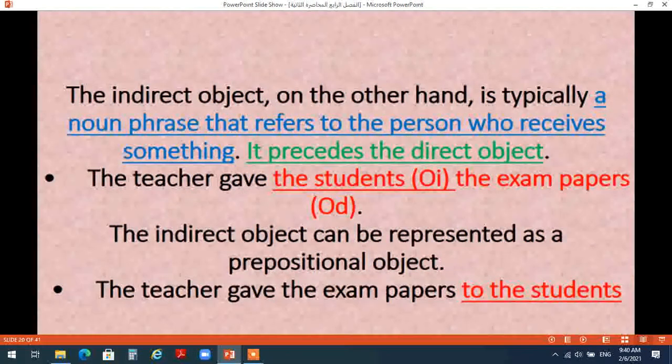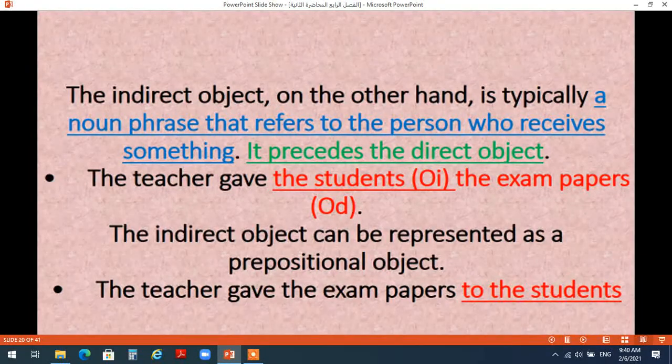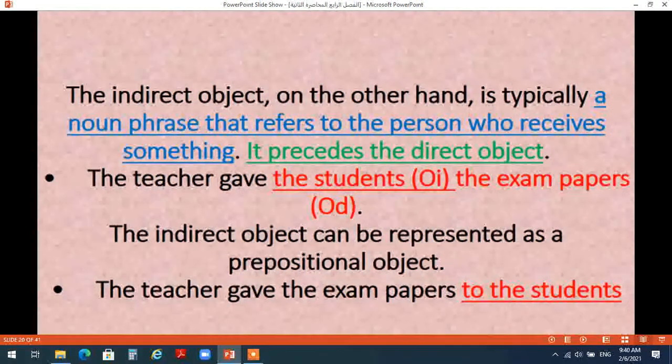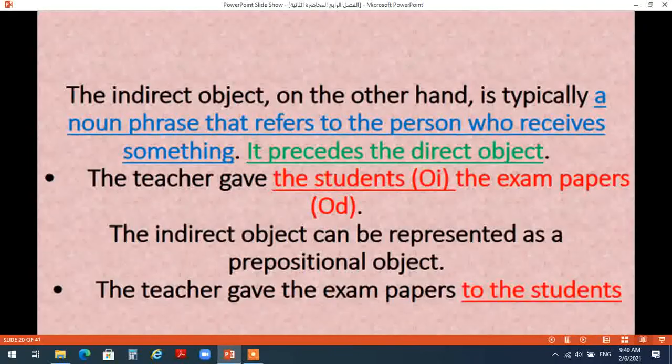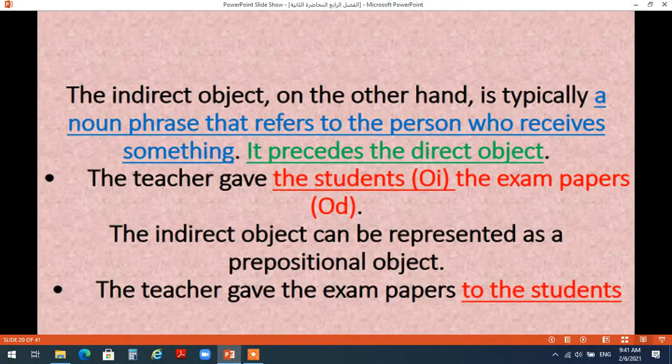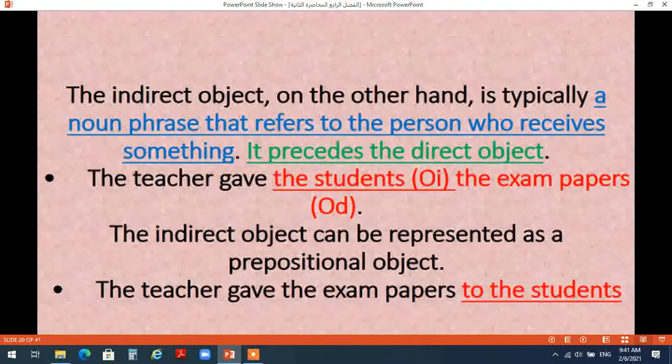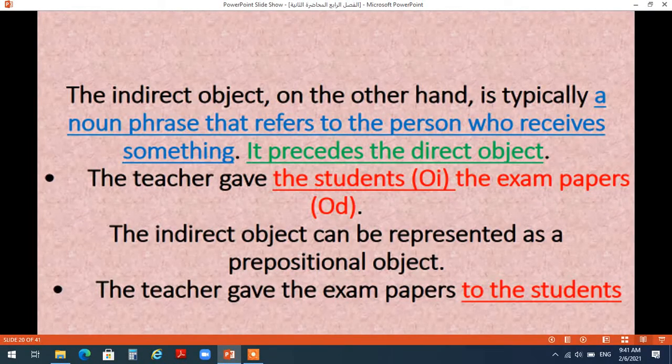The indirect object, on the other hand, is typically a noun phrase that refers to the person who receives something. It precedes the direct object. As for the indirect object, it is usually a noun phrase that refers to a person who received something. And always, in normal cases, the indirect object precedes the direct object. For example, the teacher gave the students the exam papers. As you notice here, the students is the indirect object and the exam papers is the direct object. So in this normal case, the indirect object precedes the direct object.